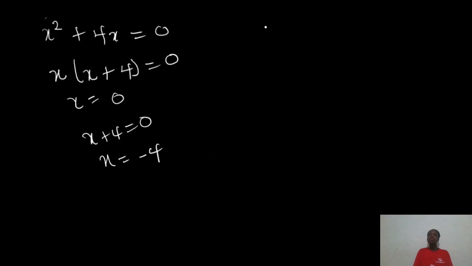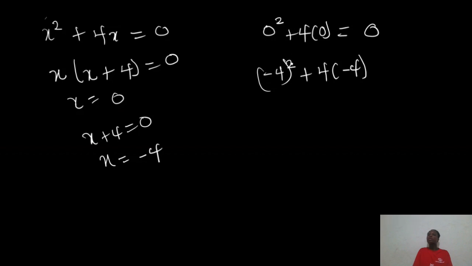Now if we put in 0, we are going to get 0 squared plus 4 times 0. 0 squared is 0, 4 times 0 is 0, and 0 plus 0 is going to give us 0. So it means that 0 is correct. Let's check for negative 4. Negative 4 squared plus 4 times negative 4. Now negative 4 squared is positive 16 plus 4 times negative 4 is negative 16. And positive 16 plus negative 16 is going to give us 0, which also implies that negative 4 is a value of x.